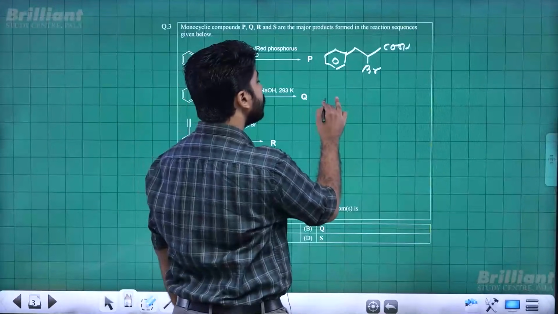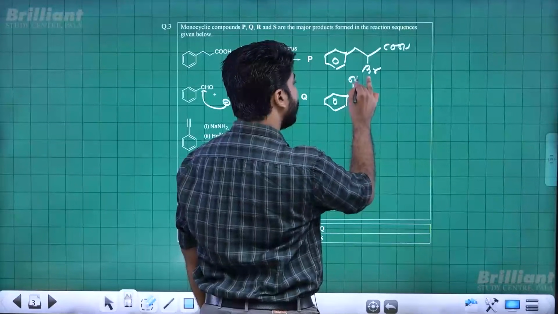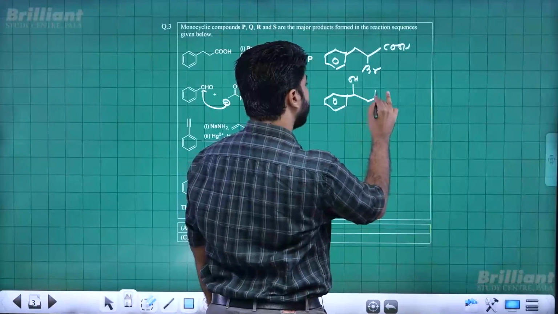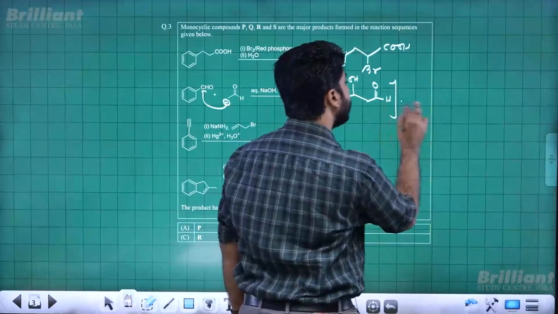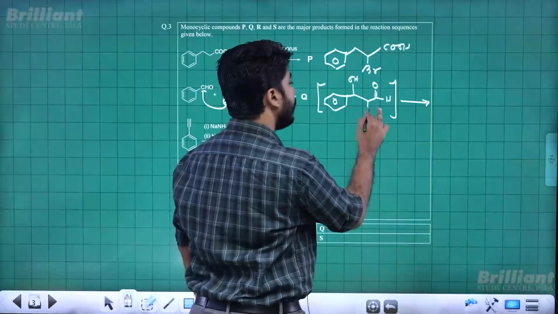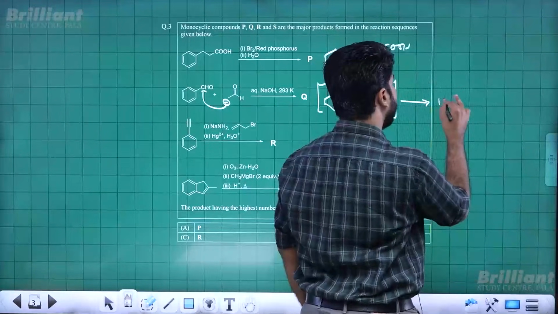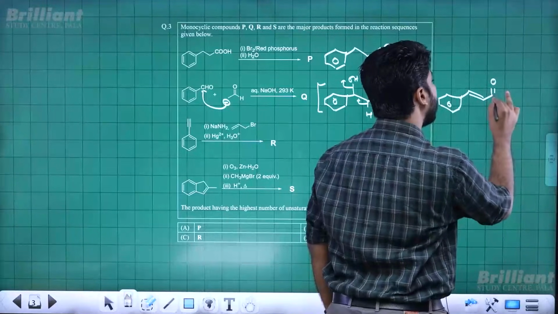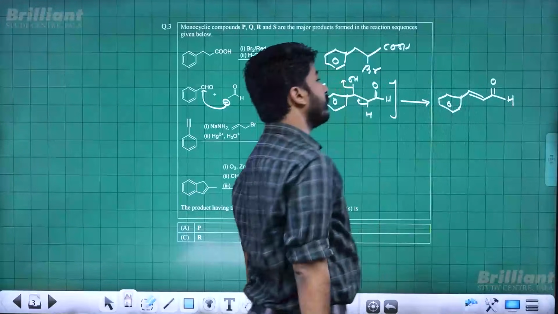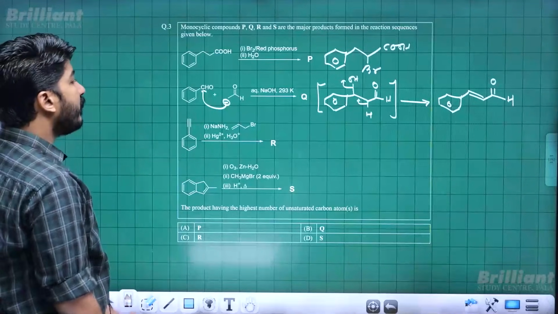First the aldol forms. Let me quickly draw the aldol structure also. First the aldol forms like that, which goes to condensed products immediately by the general E1CB mechanism, leading to an alpha-beta unsaturated aldehyde product like that. So that is the structure of Q.